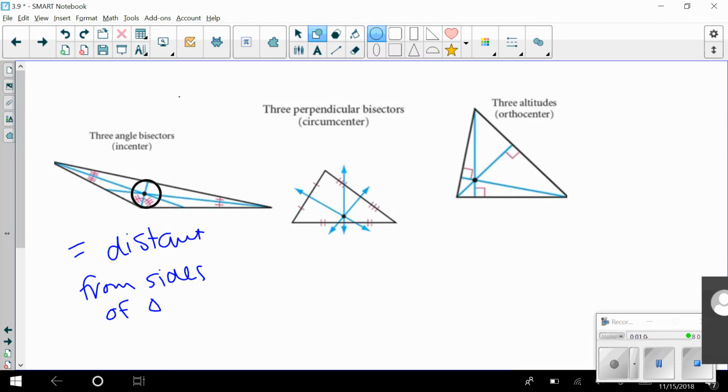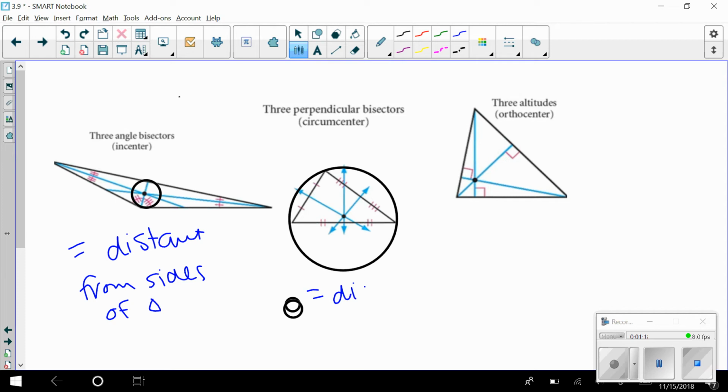The second one, the circumcenter, the special thing about the circumcenter is it's the point of concurrency of the three perpendicular bisectors, and this one is equidistant from the vertices of our triangle. And the third one is the orthocenter. And the orthocenter is the point of concurrency of the three altitudes of our triangle.